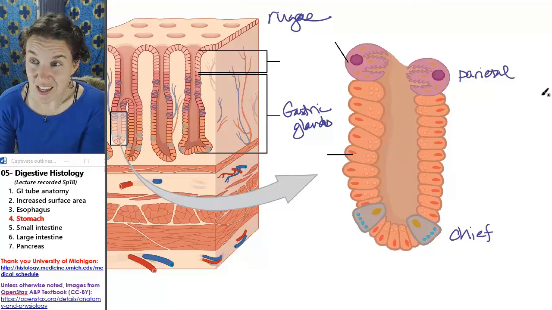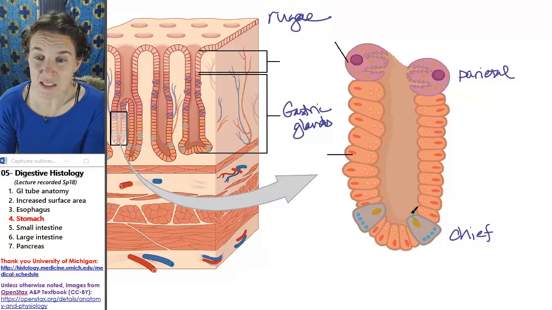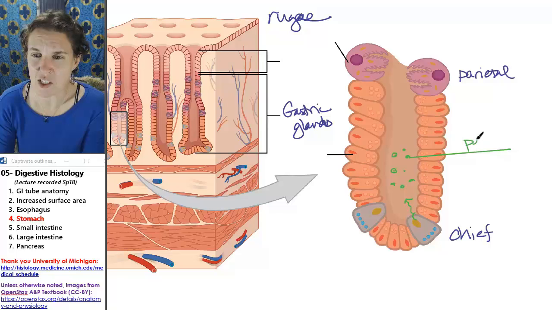Now, the chief cells are producing a substance that they are secreting into the lumen of the gastric gland, and it's called pepsinogen.